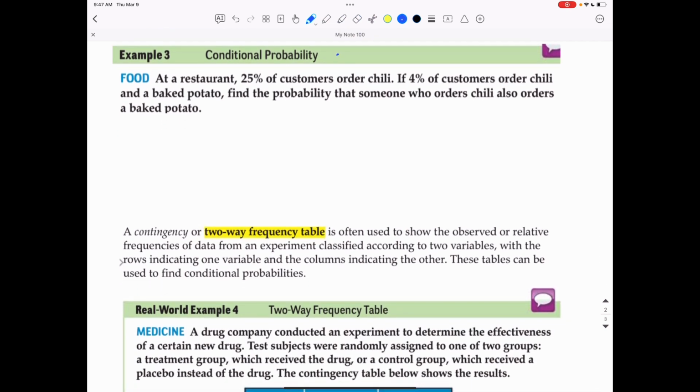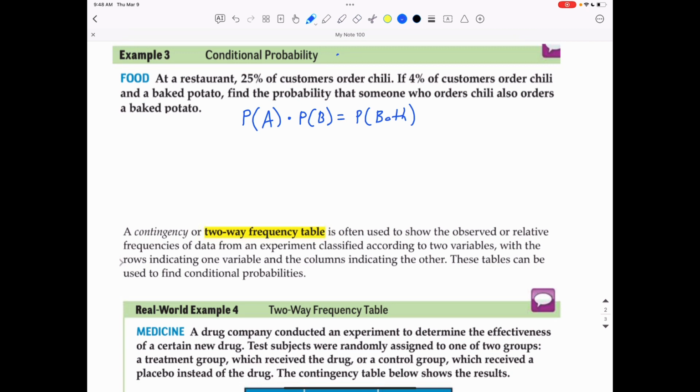Sometimes a question might ask you to find the probability of one of the simple events if you've already been given the probability of the whole compound event. At a restaurant, 25% of customers order chili. If 4% of the customers order chili and a baked potato, find the probability that someone who orders chili also orders a baked potato. So remember that the probability formula for any multiple events is the probability that A occurs times the probability that B occurs, and that is going to equal the probability that both occur.